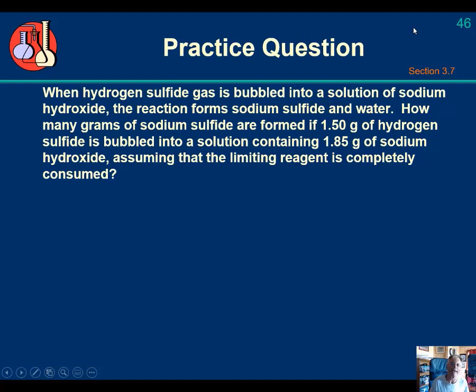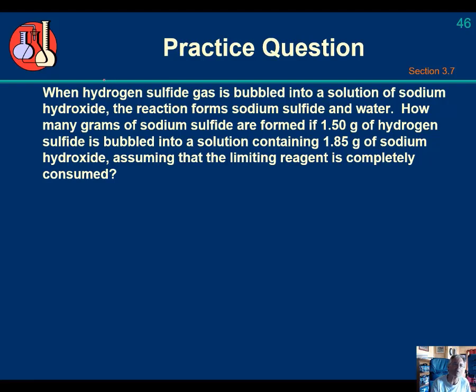This is a great problem. It's a great problem because you don't have a balanced chemical reaction, you don't have names or formulas for the compounds, and it's a limiting reactant gram to gram stoichiometry problem. So we're going to have to come up with everything and work this particular problem.